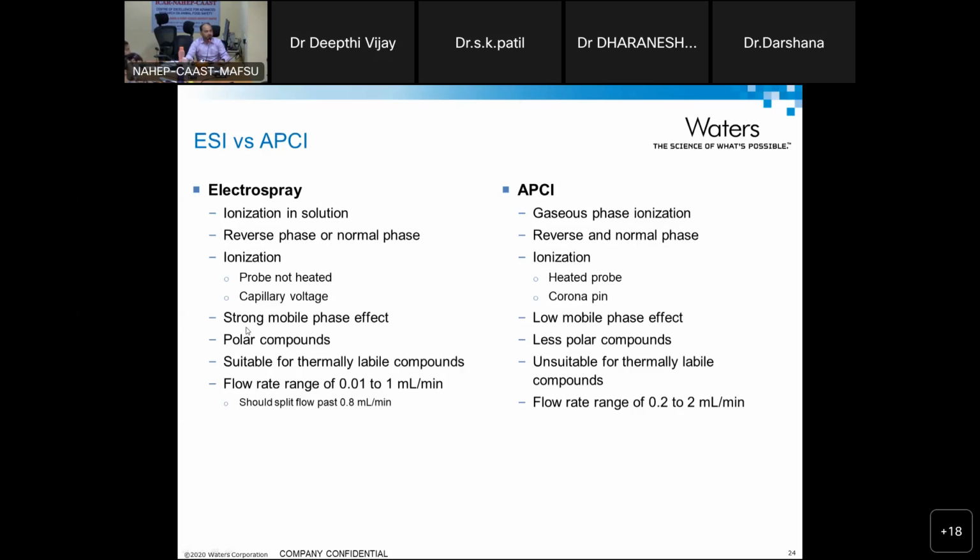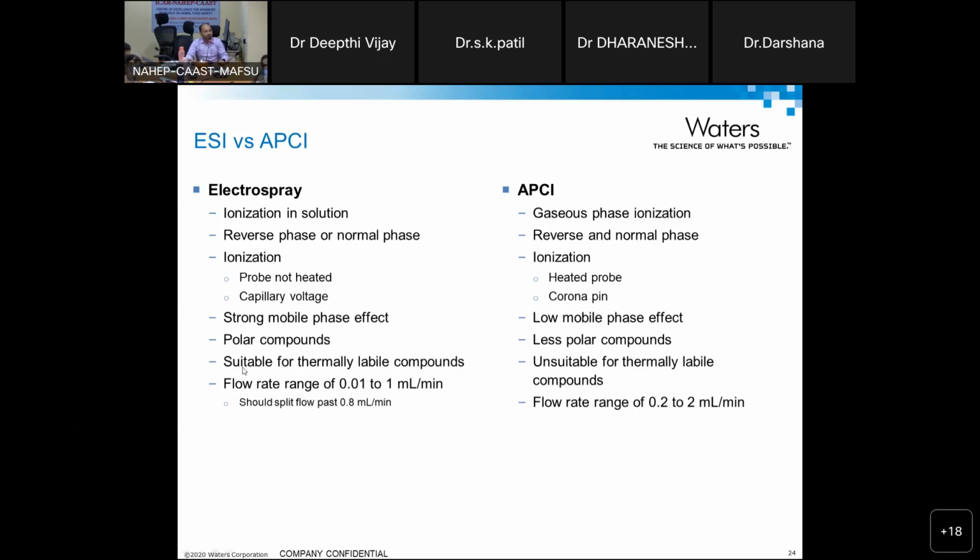In electrospray ionization, there is a very strong mobile phase effect. So the types of buffers or additives which you use in electrospray ionization will have a strong impact on the response of the analytes. Whereas in case of APCI, the mobile phase effect will be comparatively low. With electrospray ionization, you can analyze compounds with polarity from mid polarity to high polarity, whereas less polar compounds can be analyzed with APCI.